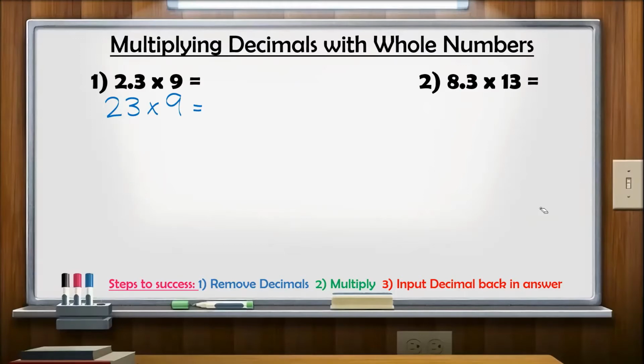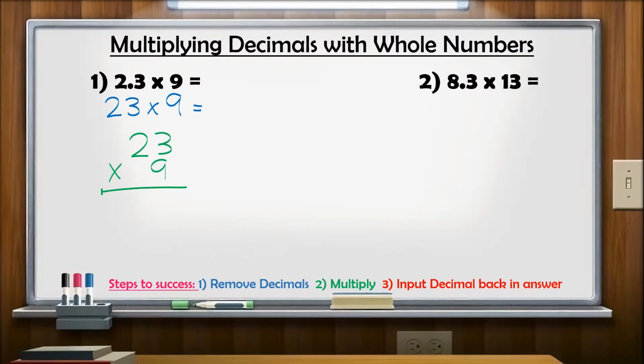Step 2 requires us to multiply what we now have, 23 times 9. I will rewrite this question and solve it as I would normally do for any other multiplication problem. I will be using the carry over method. However, if you are happy to use a grid method, please feel free to do so.